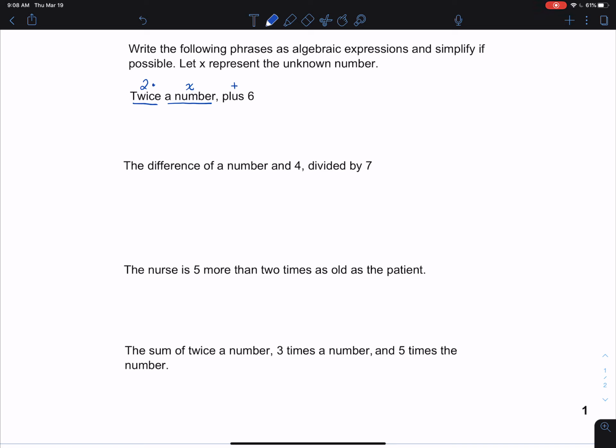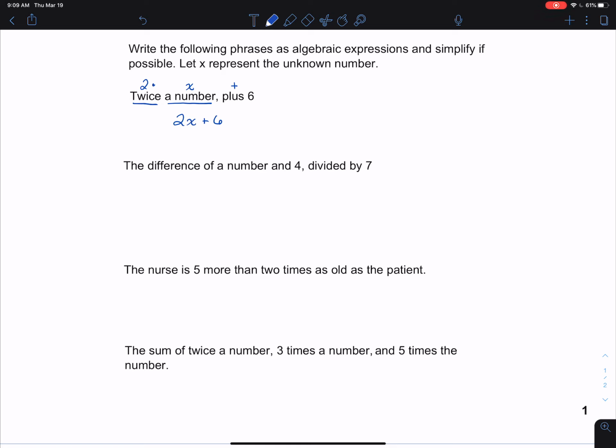Plus is a keyword for addition, 6. So they're telling us to do 2x plus 6. We translated from the phrase to an algebraic expression, and I cannot simplify because the 2x and the 6 are not like terms.